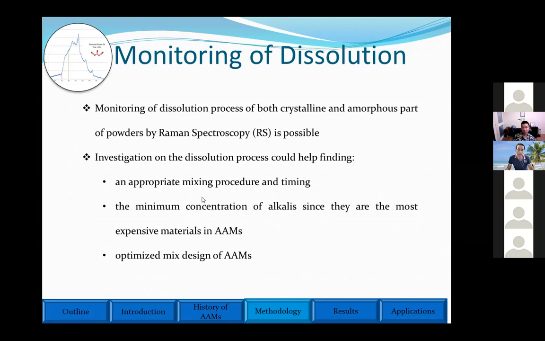And then we could adjust the concentration of alkalis because the chemicals are very expensive. So we want to compete with normal concrete. As I mentioned, the cement is very expensive. But if I want to produce something cheaper than normal concrete, we need to optimize and minimize the chemicals that we're going to use. So this timing and this monitoring help us to minimize the concentration and the amount of the alkalis.